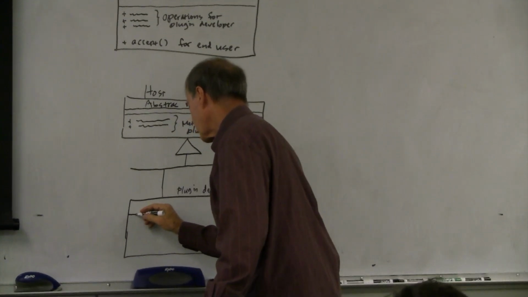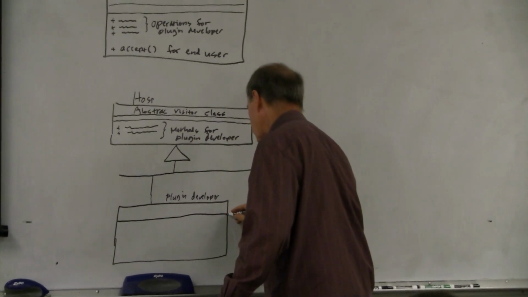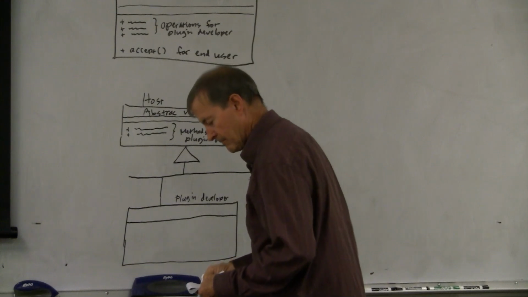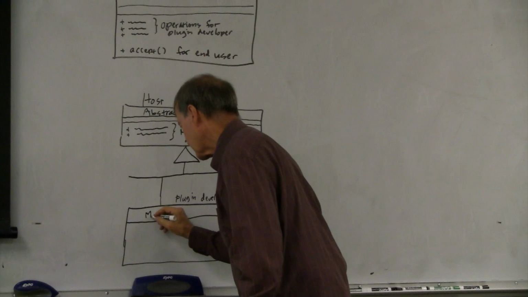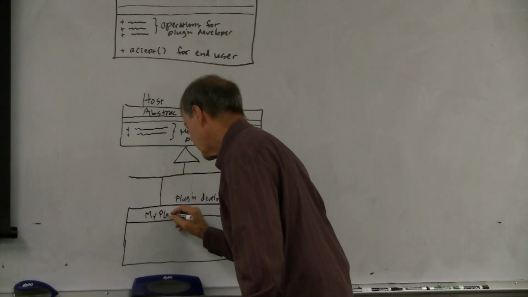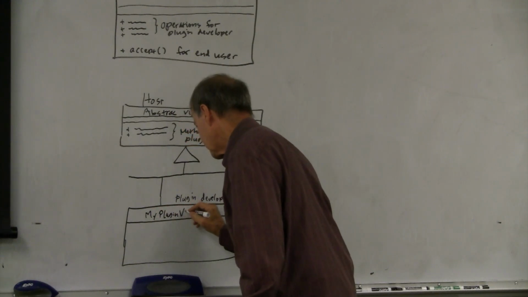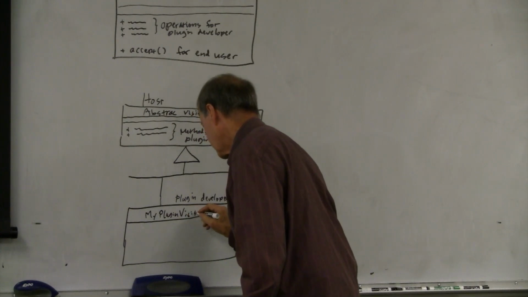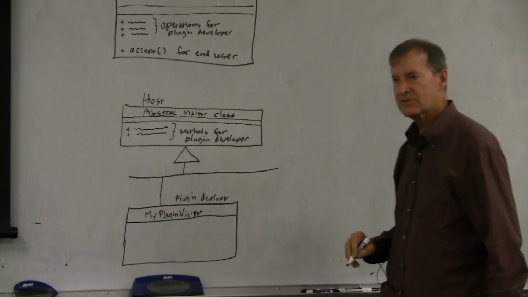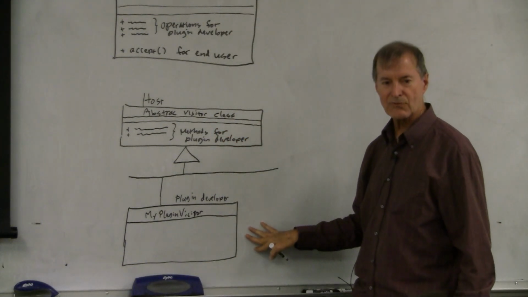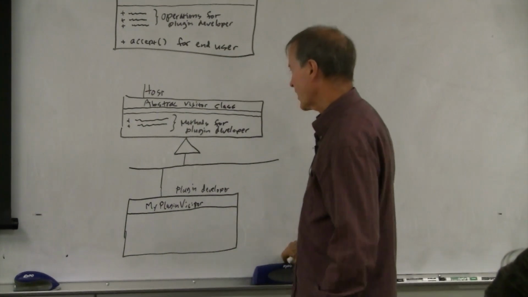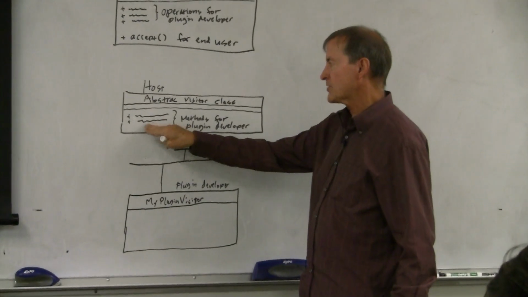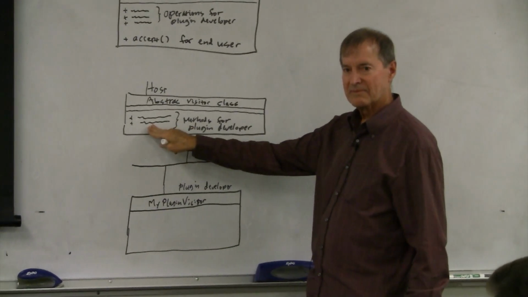So let's suppose that the plugin developer writes some plugin called my plugin visitor. So he's going to call it my plugin visitor. Okay, so he writes his name. This might be like the shuffle plugin, right? So my plugin. Now, you guys, these are pure virtual, right?